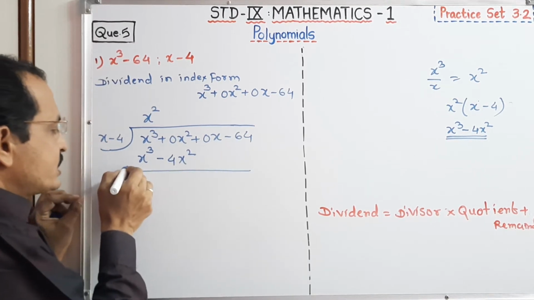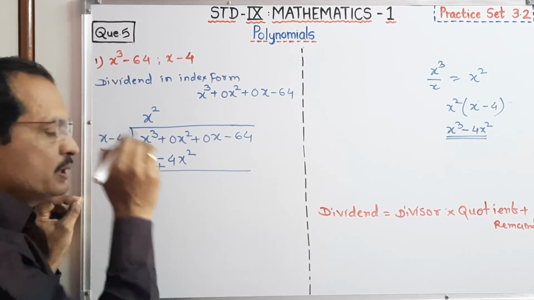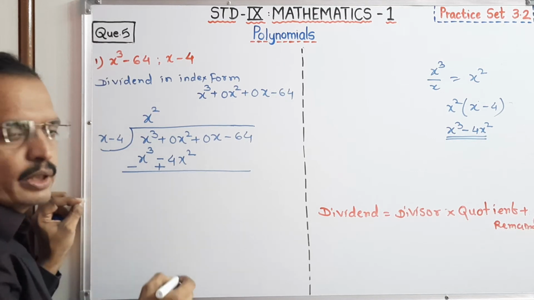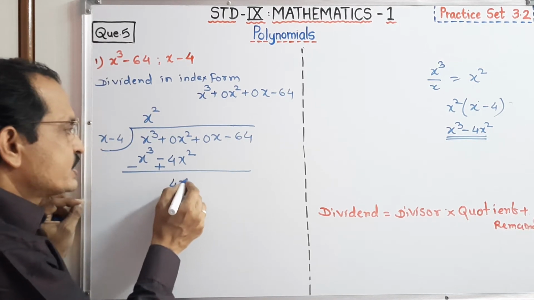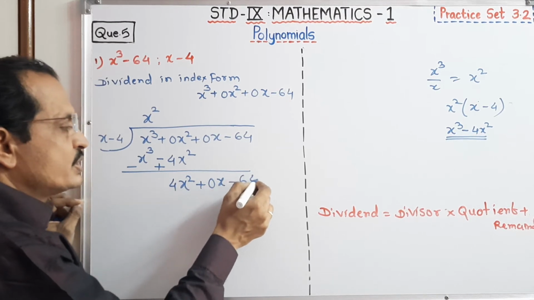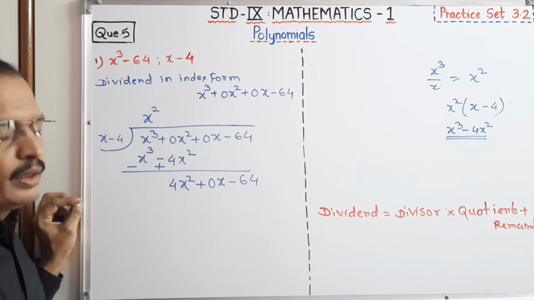We have to change the sign, this plus will become minus and minus will become plus. Now 0x square plus 4x square, it is 4x square plus 0x minus 64. These two terms we have to carry as it is. Any doubt?